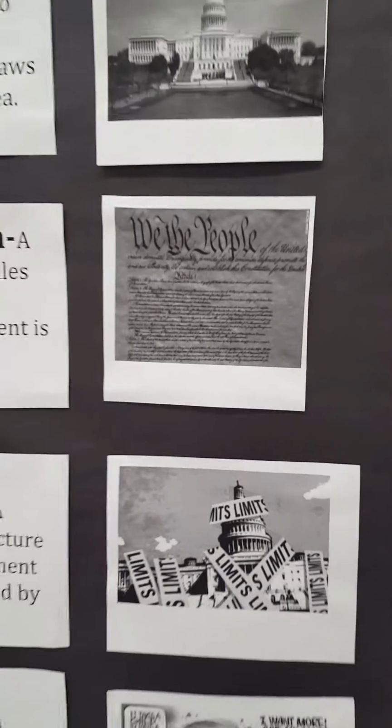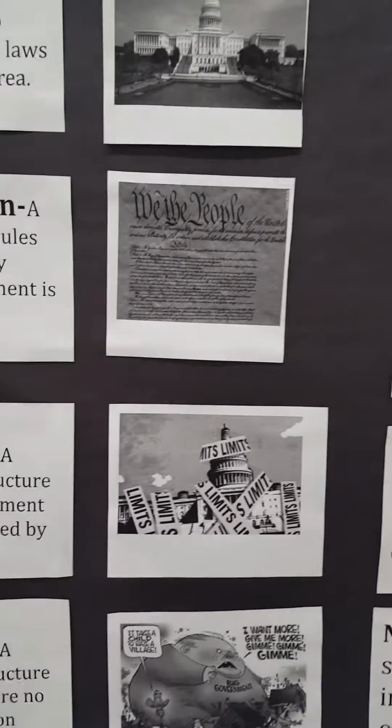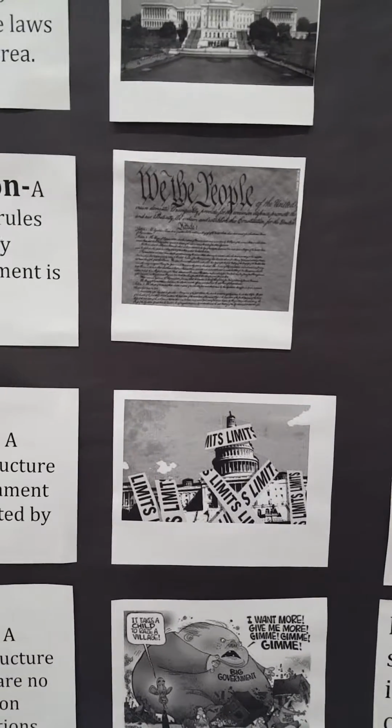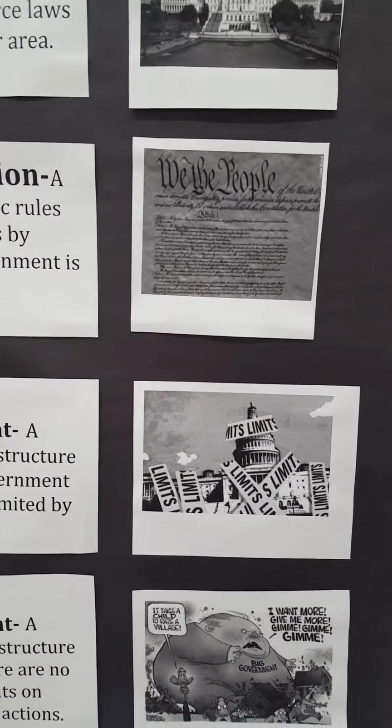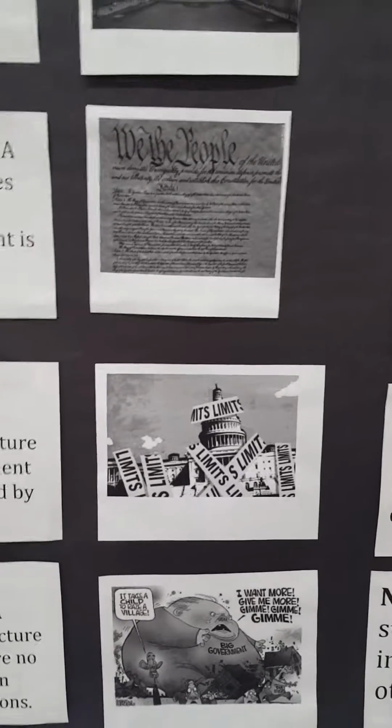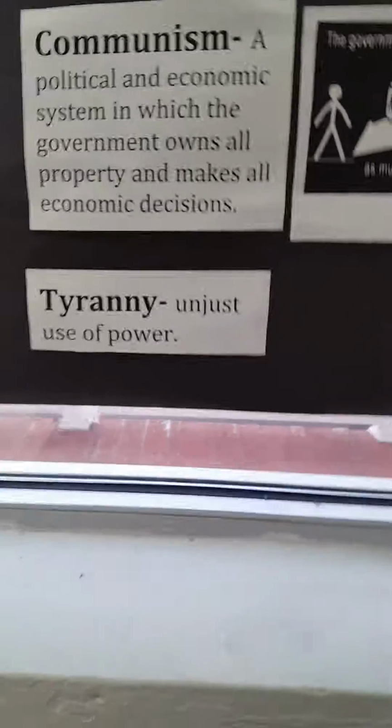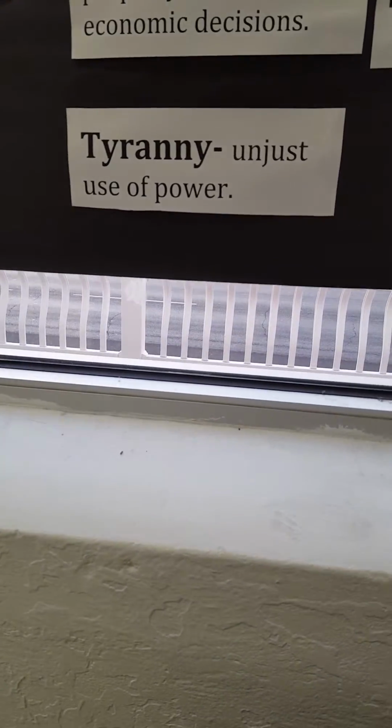In our Constitution, the first 3 articles do nothing but limit the government's power. It creates a separation of power with checks and balances to make sure that one person doesn't have all the control. This way, you have less chance of having a tyranny, an unjust use of power.